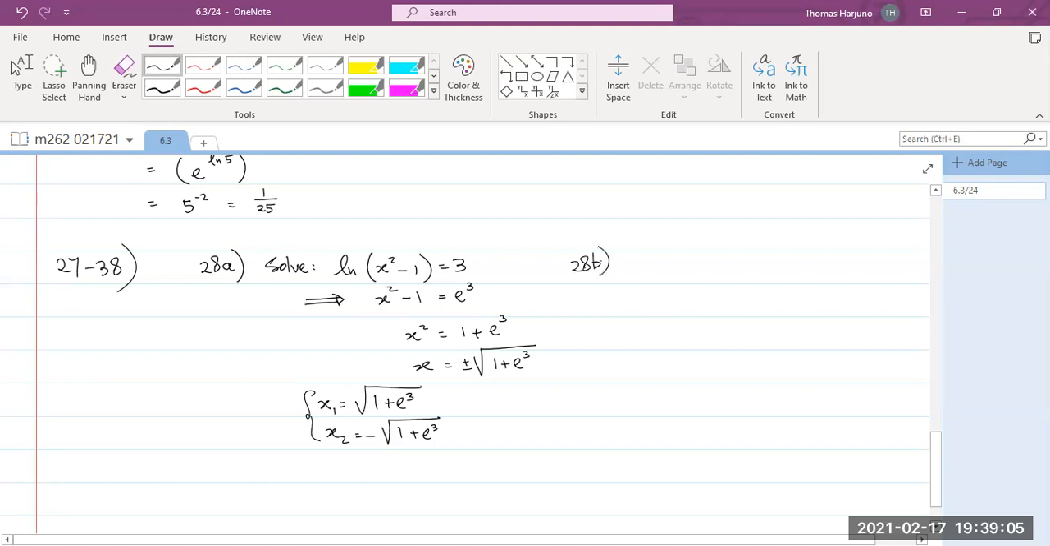28B, e to the 2x minus 3 e to the x plus 2 equals 0. Notice that this is actually e to the x being squared. Do you notice that?